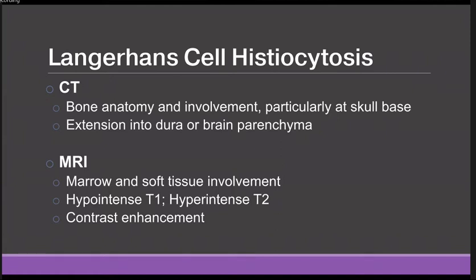CT imaging can be done to better demonstrate bony anatomy and involvement, particularly at the skull base, and this can also be done to assess for extension into the dura or brain parenchyma. MRI, of course, is better for marrow and soft tissue definition. It would appear hypointense on T1, hyperintense on T2, and these lesions typically enhance with gadolinium contrast.